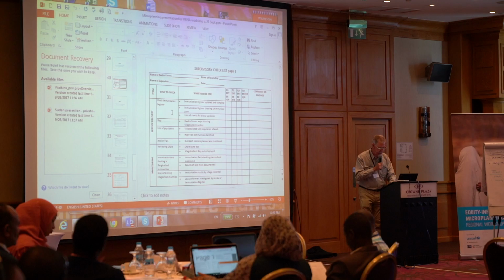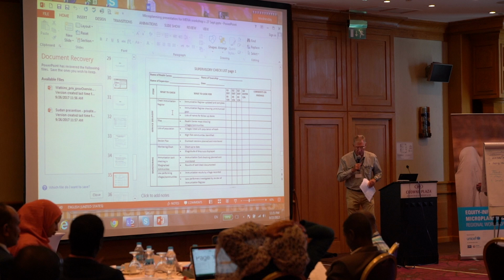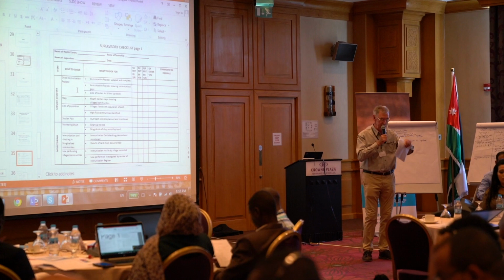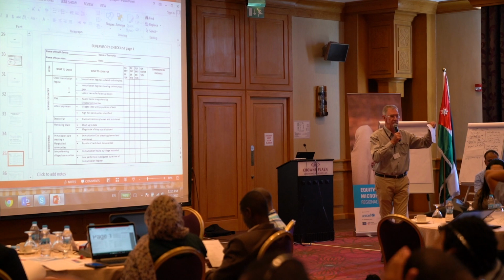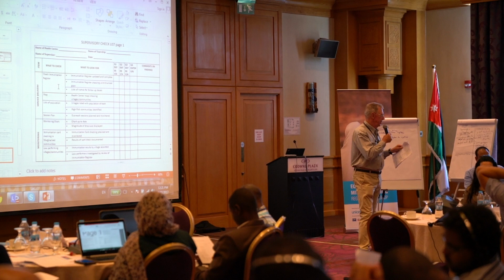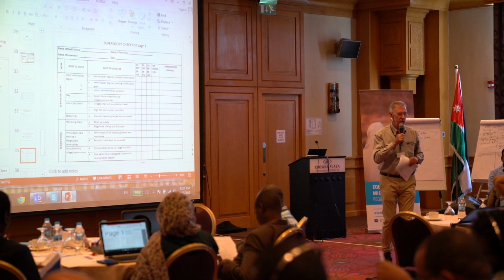Yeah, here it is. The supervisory checklist. Look, it's one piece of paper on two sides. It's coming round now. If you haven't got it, I hope there's enough. It's not actually in here. It's a separate piece of paper. Sorry, that's right. It's just a very simple checklist which a supervisor could possibly use to follow what we've been doing on the microplan.